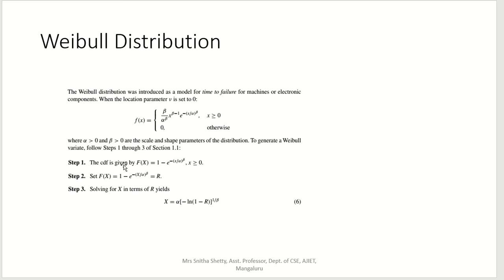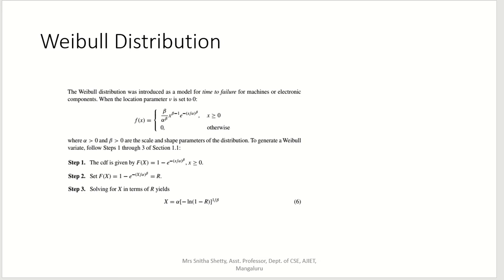First, the CDF: F of x is equal to 1 minus e to the power minus (x by alpha) to the power beta. Next, we set F of x equal to 1 minus e to the power minus (x by alpha) to the power beta, which is r. Then we solve for x in terms of r, so we'll get the formula for x.